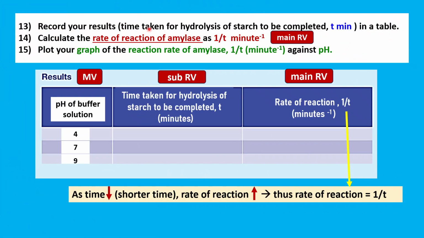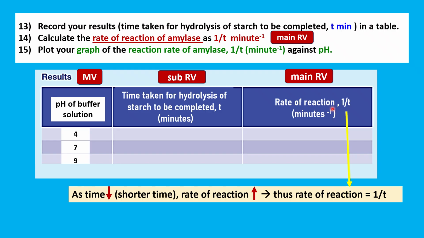Next, record your results. That means the time taken for the hydrolysis of starch to be completed, T minutes, in a table, and calculate the rate of reaction of amylase as 1 per T per minute. This is the table of results. The first column is the pH of the buffer solution, 4, 7, and 9. The first column is your MV, and the second column is the sub-RV, which is the time taken for the hydrolysis of starch to be completed, T, in minutes. The third column is for the main RV, which involves calculations.